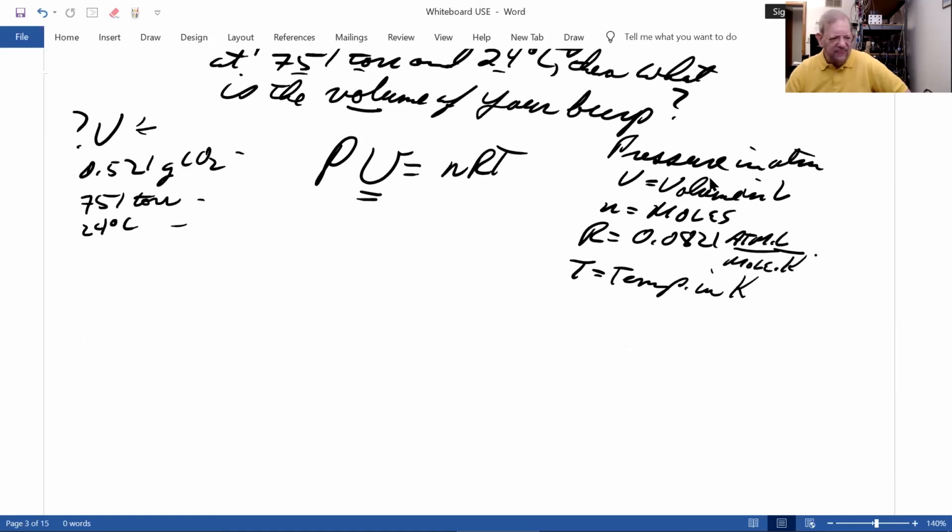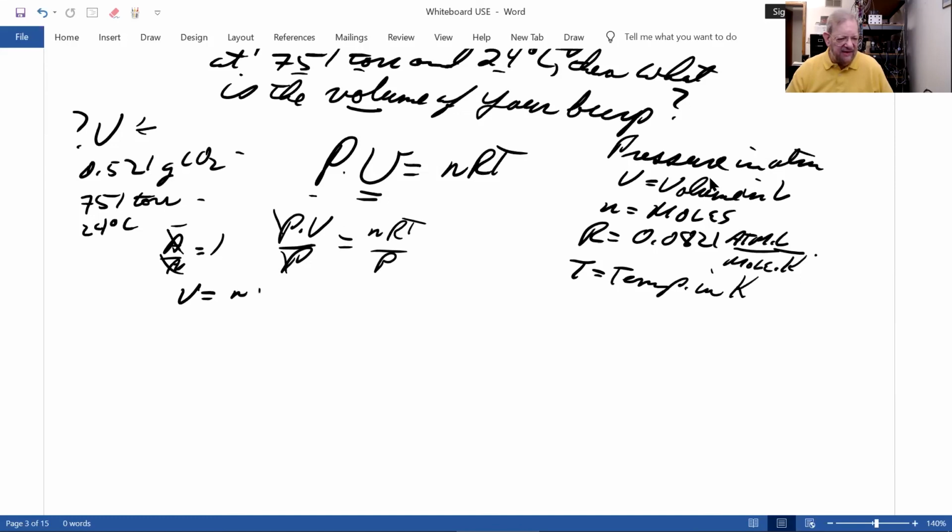in Kelvin. Now, the first thing I want to do is, how do you solve for V? How do we get it alone? When you have a multiplication, I want to get rid of P, so I divide both sides. If I divide this side by P, anything divided by itself becomes the number 1, so that cancels out. But whatever I do to one side, I have to do to the other. So now we have volume equals nRT divided by P.